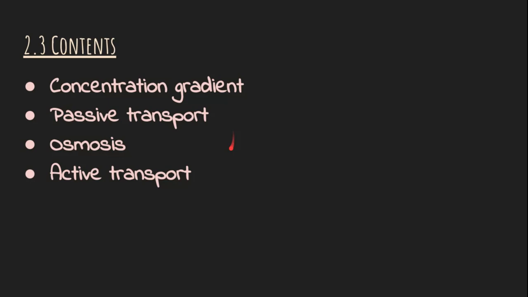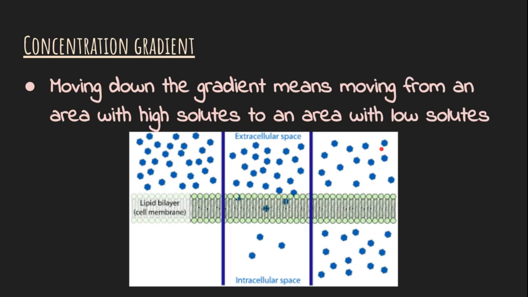Today, I'm going to be going over Biology Unit 2.2, which is all going to be about the types of transport. So I'm going to talk about first concentration gradient and how that affects transport. One of the main types of transport is passive transport. Then I'm going to go into osmosis, which is a type of passive transport. And then the second main type of transport, which is active transport. So concentration gradient is what determines transport and how molecules are being transported.